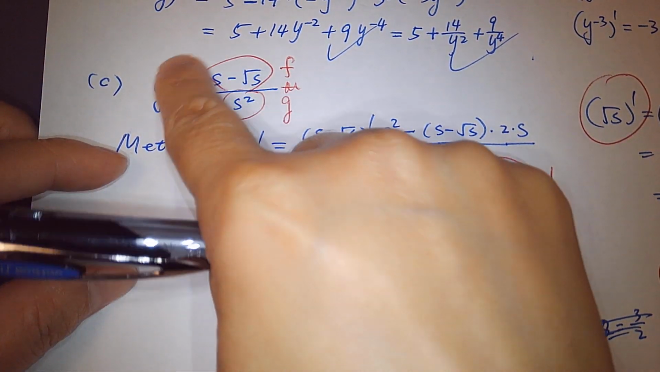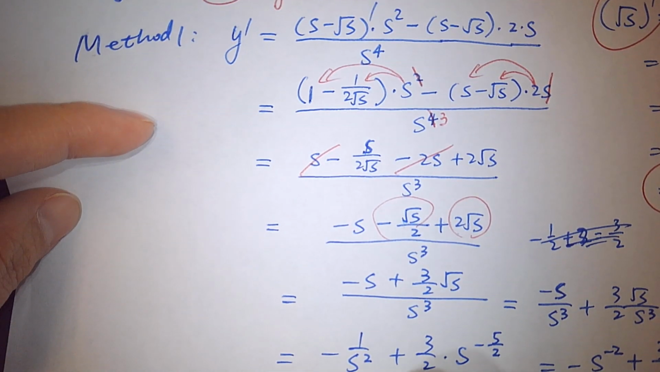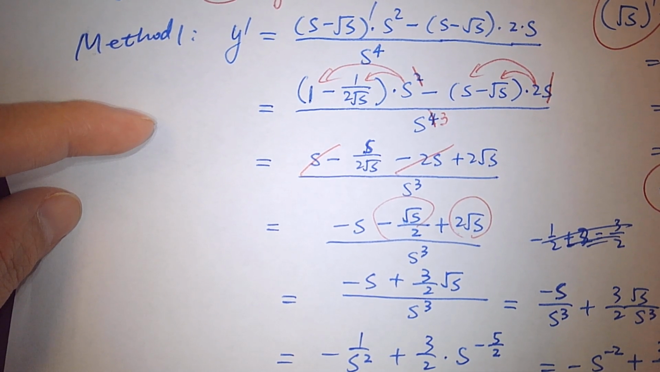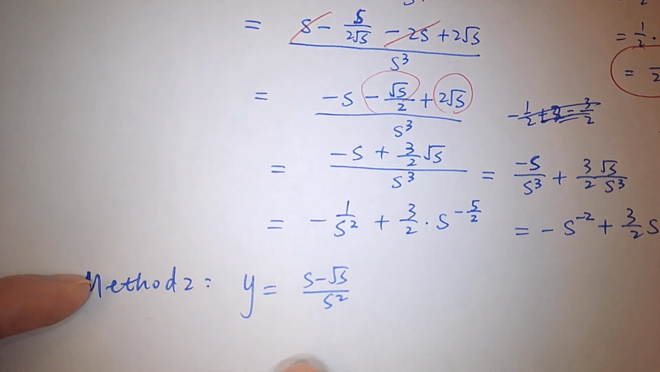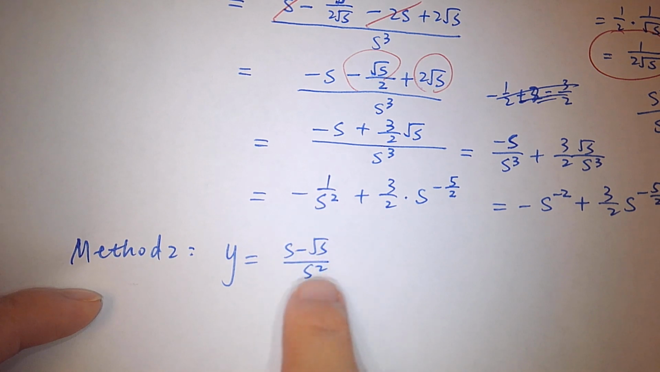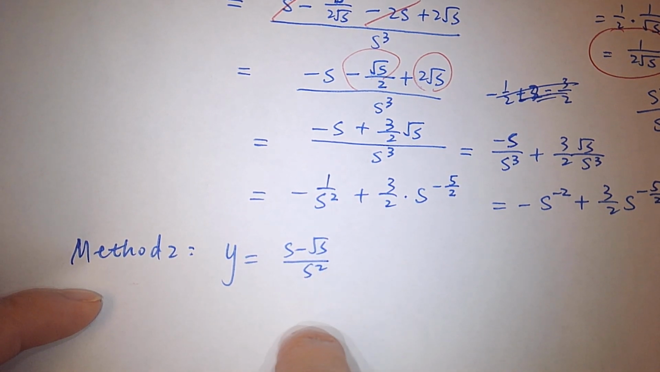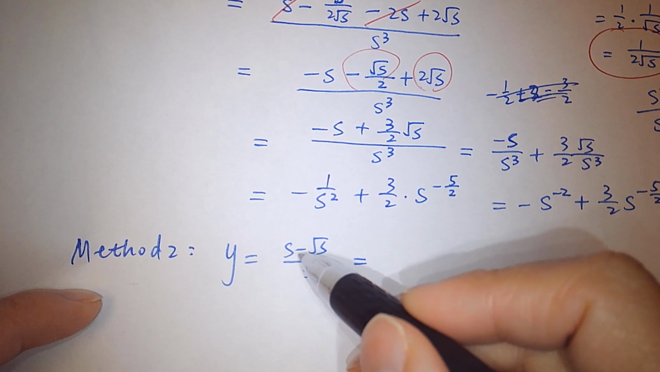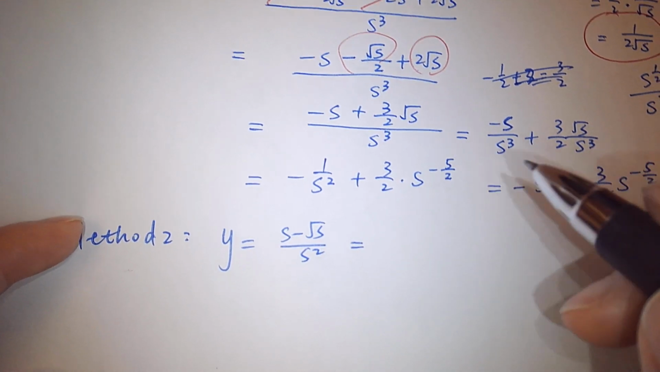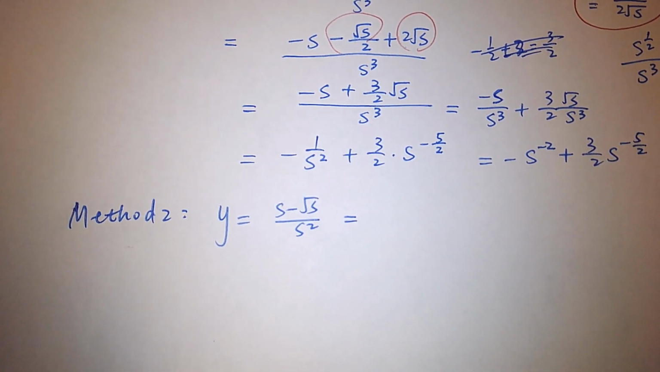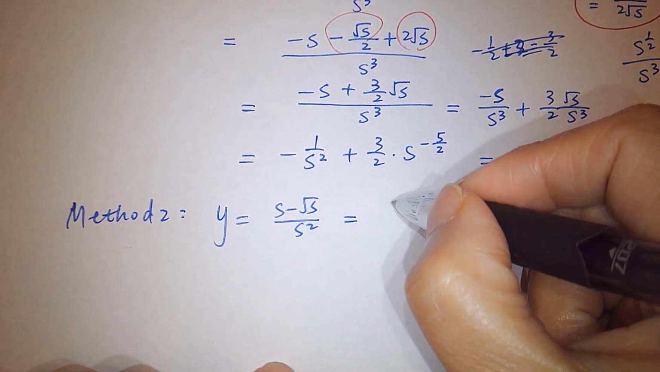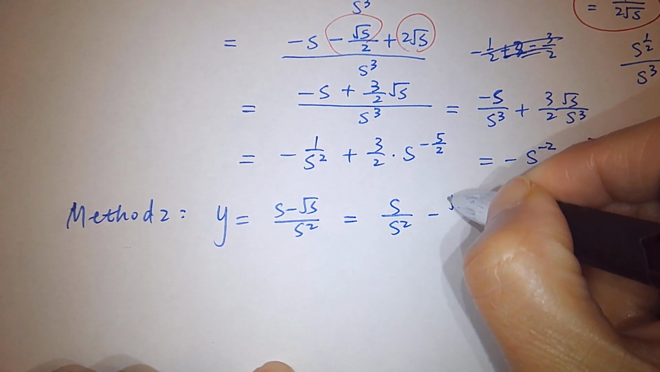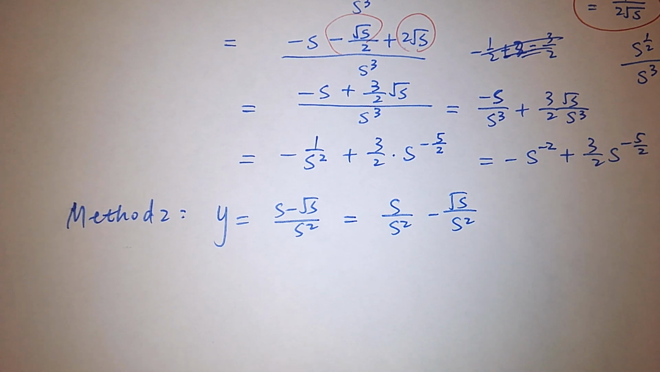So differentiate this: y equals s minus square root of s over s squared. What is the second method? Simplify this first, and then differentiate, okay? So how do you simplify this? What do you do at the first? Splitting, right? So s over s squared minus square root of s over s squared. What do you think? Easy, right?